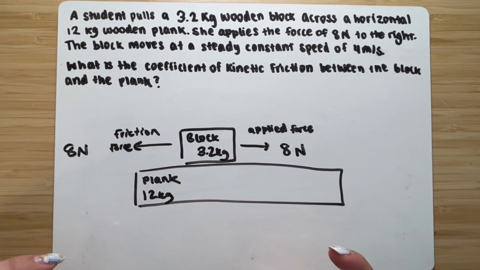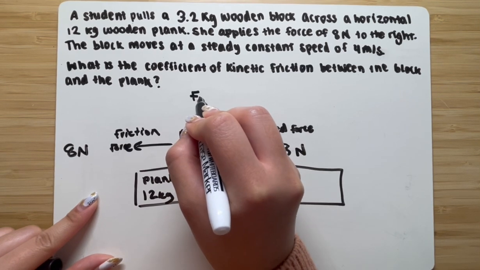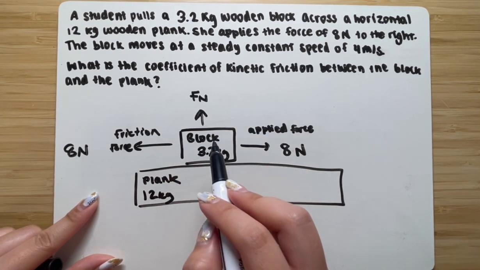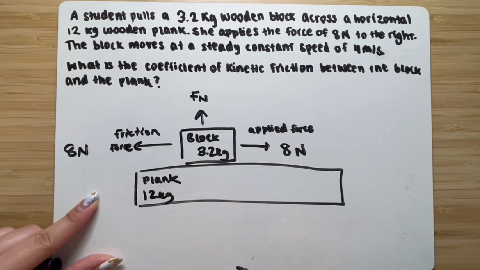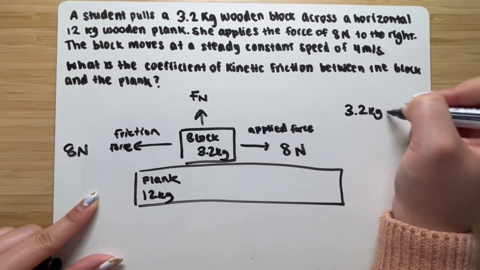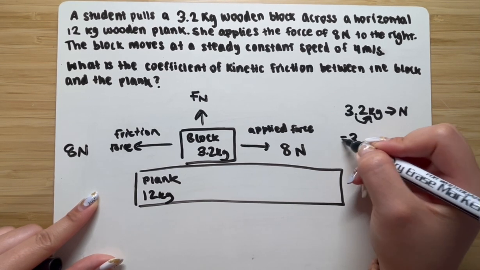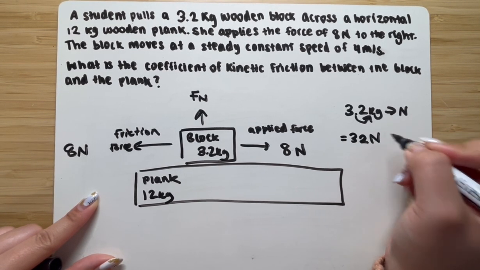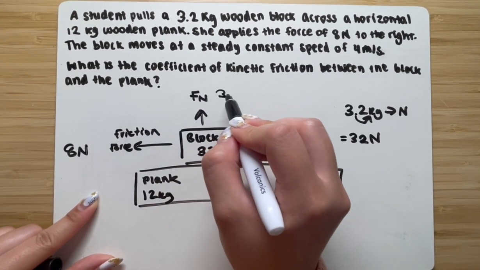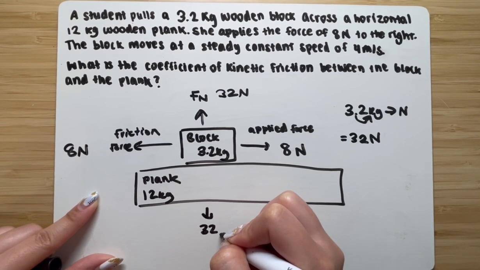All right. Now we have to find what else we know. We know that there's always going to be a normal force pointing upward, F sub n for normal force. And normal force is always going to be in newtons. We have 3.2 kg right here, so we need to turn 3.2 kg into newtons, and all we do is move the decimal one place to the right. So it will have a value of 32 newtons. So there is 32 newtons here, and then there's also 32 newtons going down.